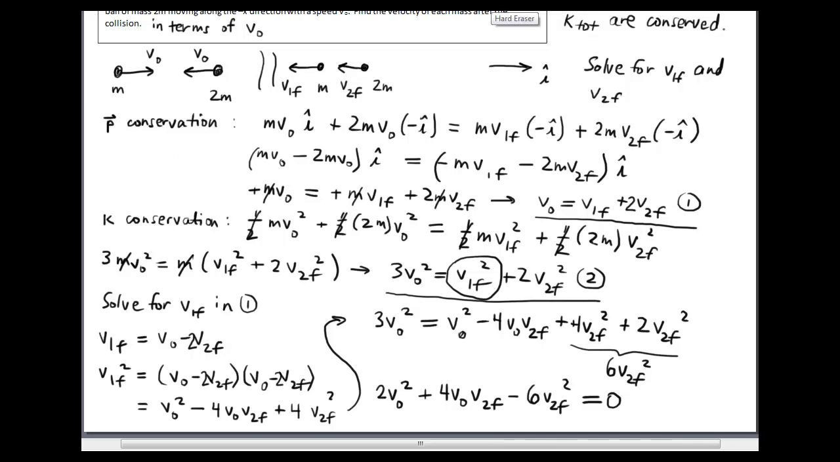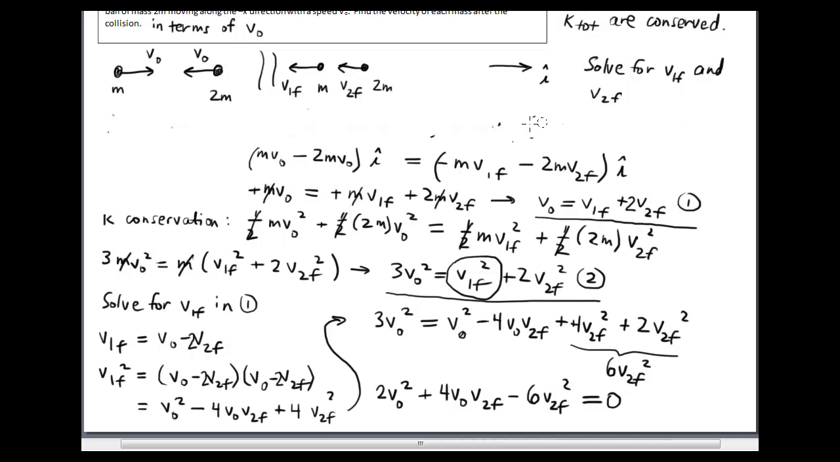But before we have to use the quadratic formula, let's make some space up here and see if this equation factors. Because if it does, that's going to be much easier than using the quadratic formula. So let's check it out and see. I'll clear some space by getting rid of the momentum conservation equation.